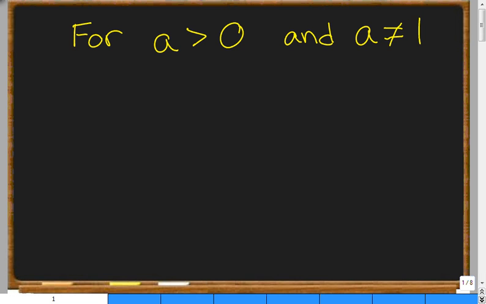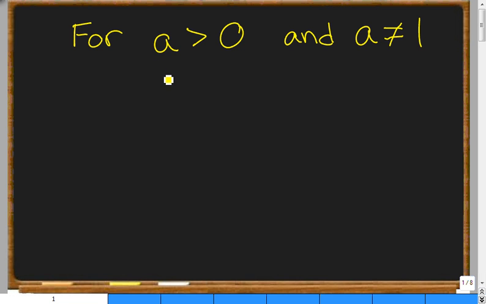Okay, so we're going to start talking about equations involving indices and surds. And one thing that is going to be true is this. If we have some positive number, we're going to call it a, and a is going to be greater than 0. And also, we're going to say that a can't be 1. So any positive number other than 1. We're going to say that this is true.